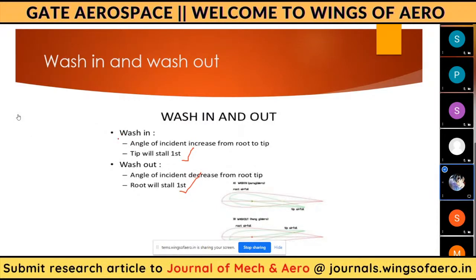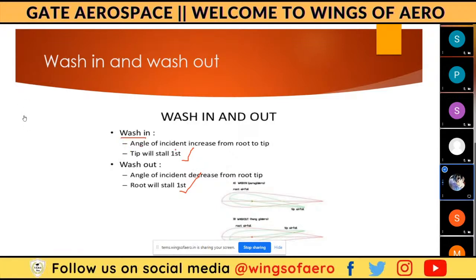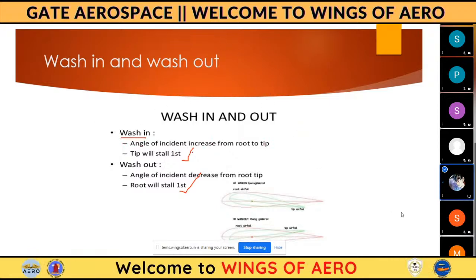So these are the conditions. Please note these conditions because this is needed. So for washin, at the root, the angle of incidence will be lesser.